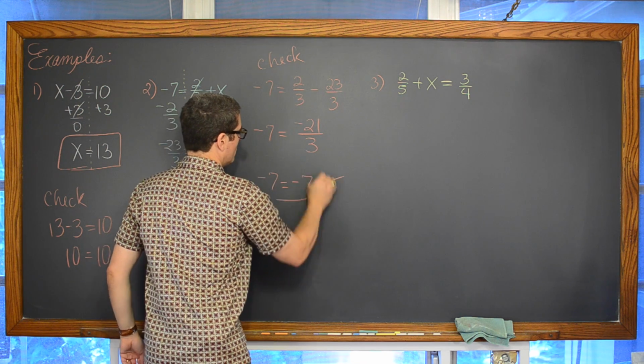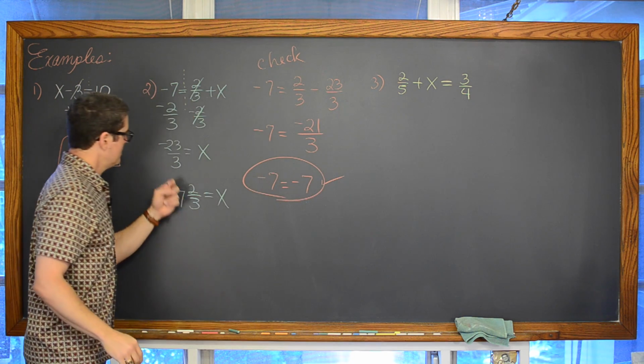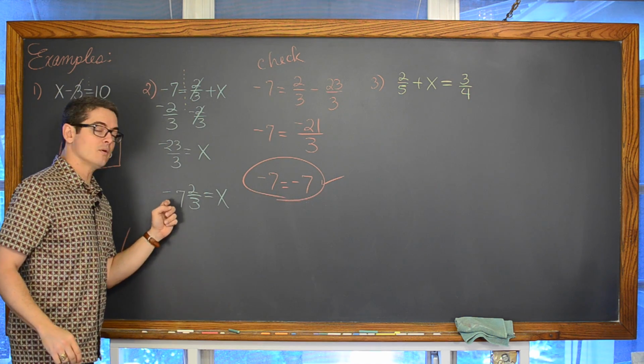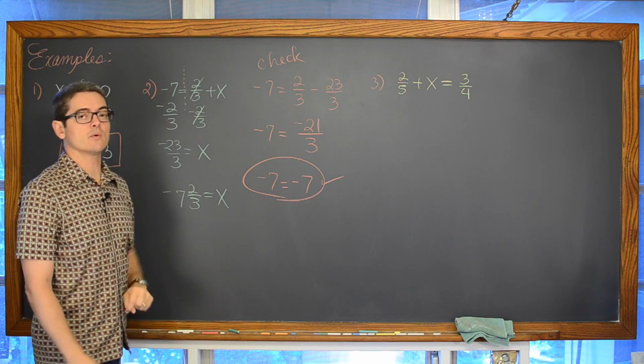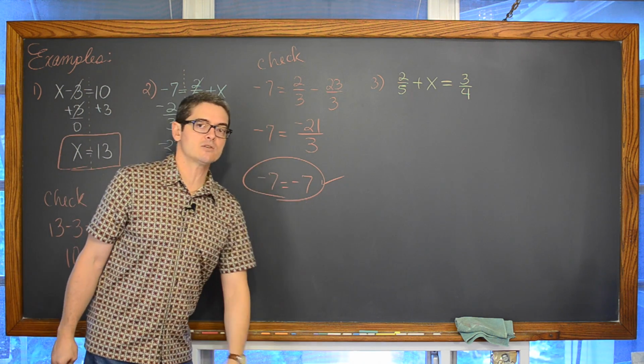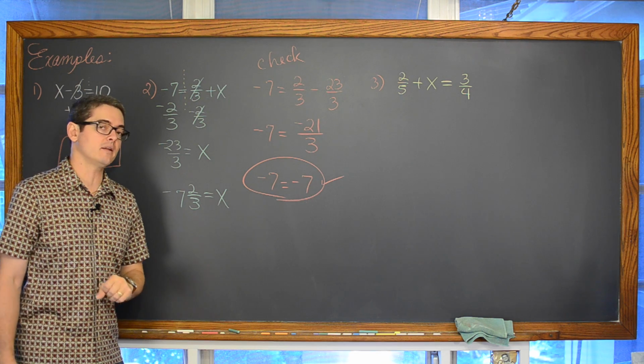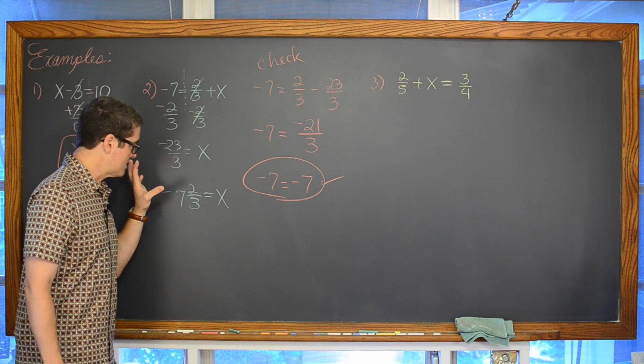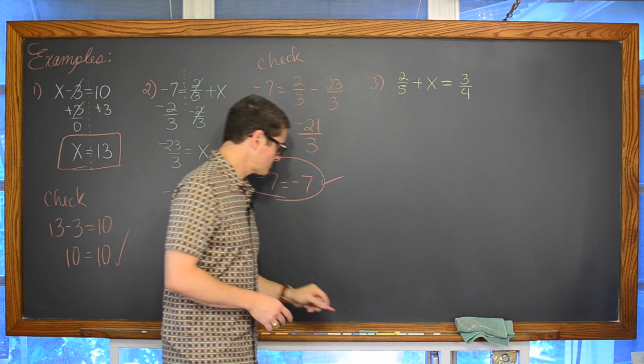And indeed, when we plug negative 23 over 3, or negative 7 2/3, back into the original equation, we get two sides that match, and therefore this is our final answer. This has been a checked solution to that equation.